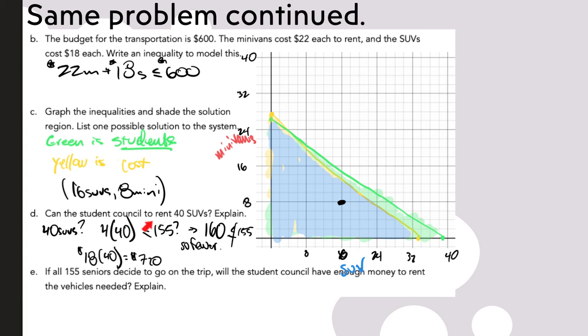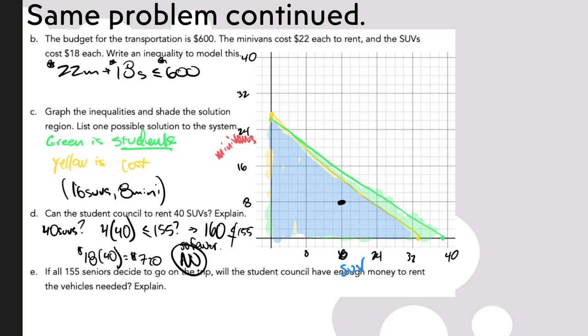So here's a question. Can the student council rent 40 SUVs? Well, in theory, they could. 40 would be enough. That's bigger than 155, so it's actually 160 students they could transport. We need 5 fewer, so that's minus 1 SUV, and you'd have an empty seat. But that's not really the question here. We can transport all 155 students with SUVs. Is it cost effective? No. With 40 SUVs at $18 a piece, that's $720. That is over budget. No, we cannot.